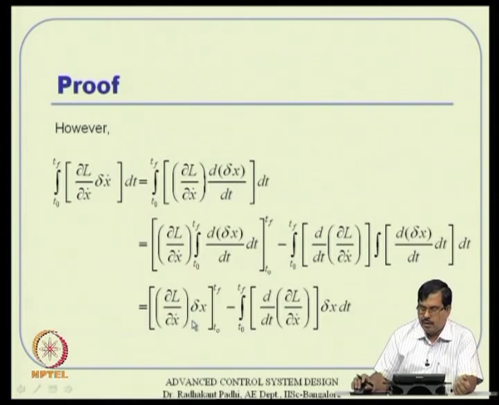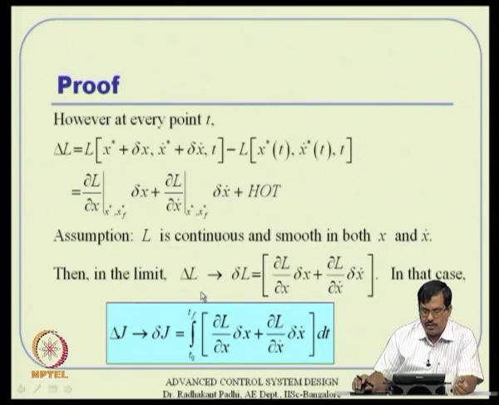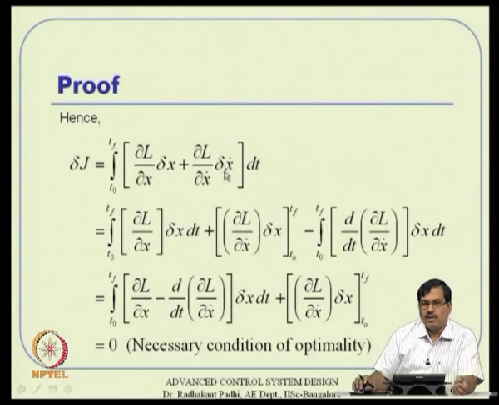Now, we can go back to this proof, the delta J definition, and plug in whatever we got here. The first term we keep as it is, and in the second term we plug in the values we got from here. Then we are left with these terms: the first term as it is, and the second term gives one term like this and another term like that.